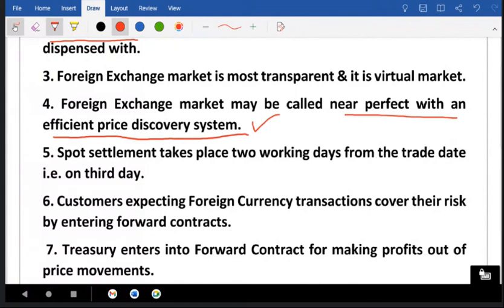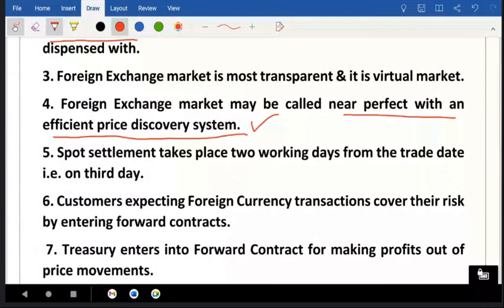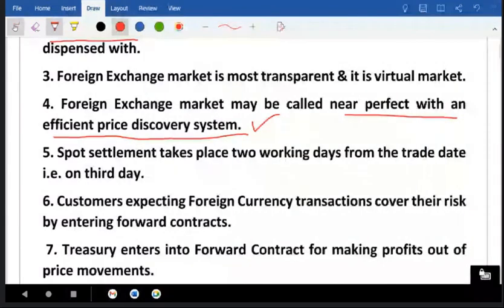Some countries do not have any control over foreign trading, but India somehow manages with the control of RBI. The spot settlement takes place 2 working days from the trade date, or on the third date. Let me tell you here: one is the cash settlement, the second is the tom, the third is the spot, and next is the forward.